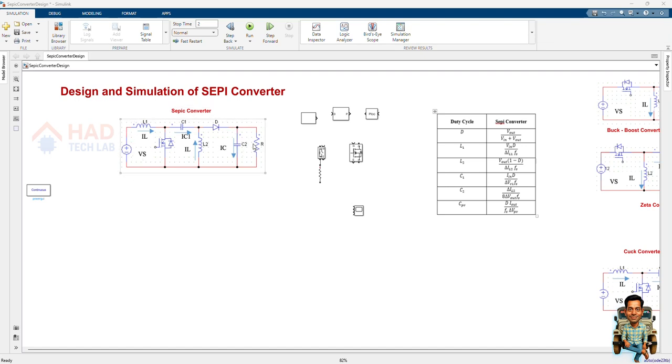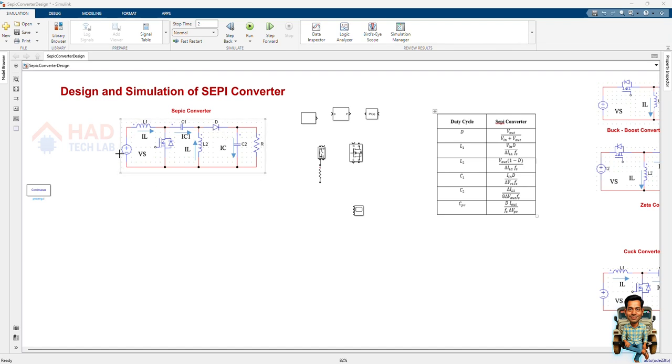Coming to the second condition, when the switch is turned off, L1 releases the energy to the capacitor C1. So L1 current flows into C1, and C1 is recharged. L2 releases the energy into the load through the diode. Now the diode D is forward biased, and both inductors L1 and L2 contribute energy to the output capacitor C2. So the output capacitor C2 stores and delivers the power to smooth the output voltage. This is the operating principle of our SEPIC converter.